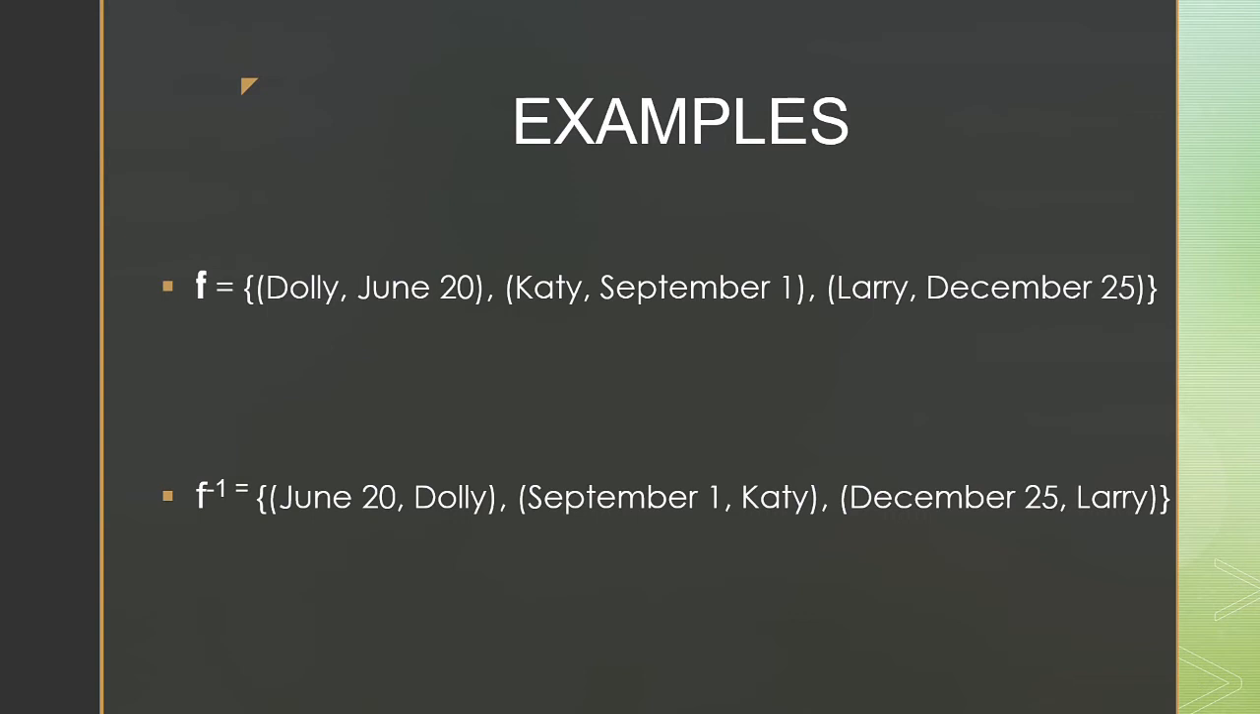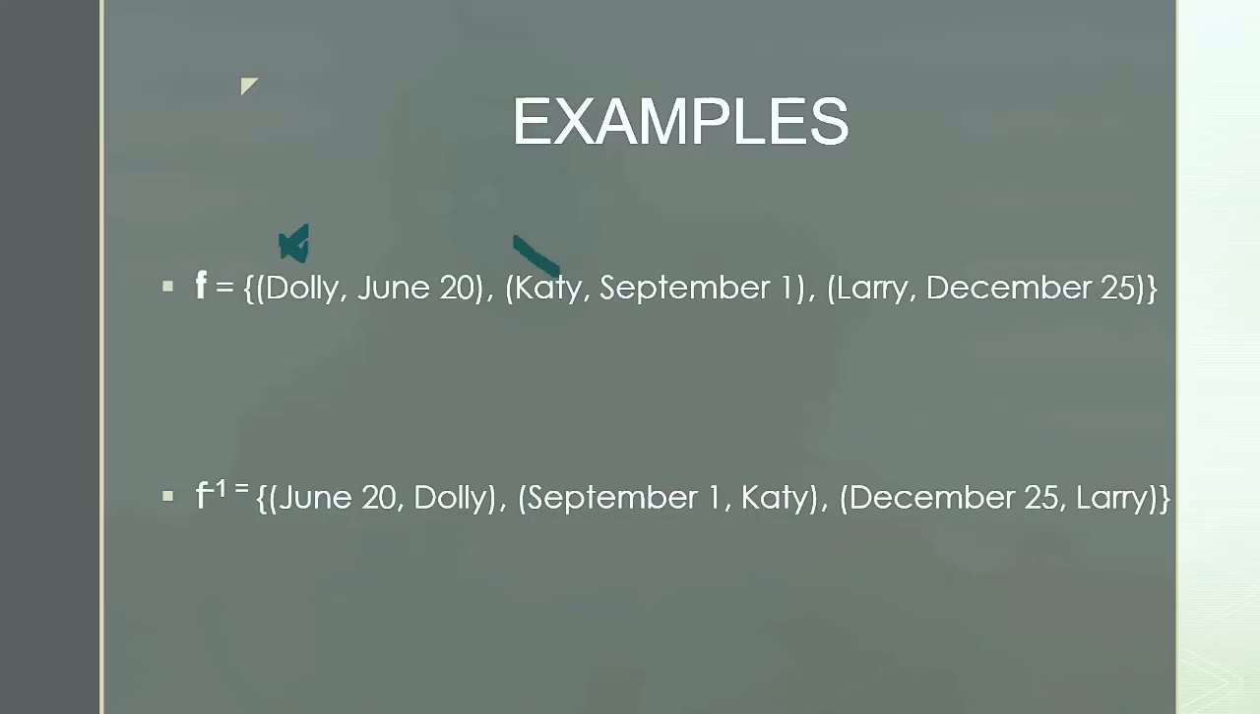Let's have this example. F is equal to Dali, June 20, Cathy, September 1, and Larry, December 25. So, ang birthday daw po ni Dolly is June 20, and then the birthday of Cathy is September 1, and then the birthday of Larry is December 25. Ibig sabihin, ang x value natin dyan is eto, and ang y value naman natin is eto. And then, eto yung original function natin.